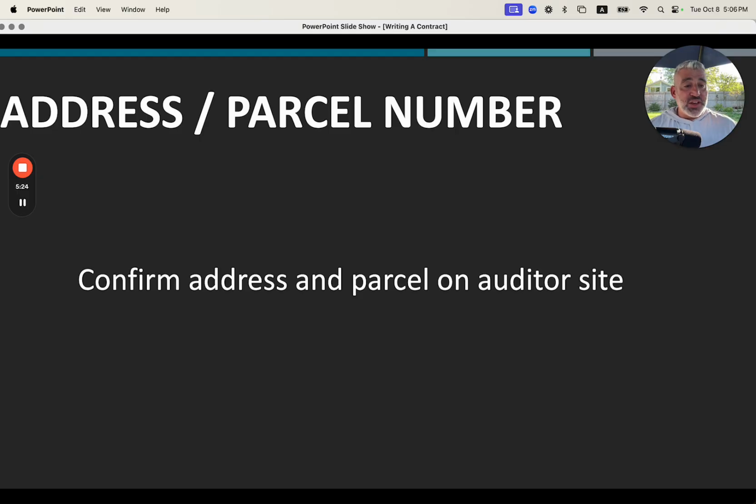And another thing on the flip side, which is a bonus, is sometimes one address might have two parcels. So you could be getting extra land and you want to make sure you're getting everything involved. Everything that's a part of that address needs to be part of that transaction. So always include the address and always include the parcel number. Super, super important.